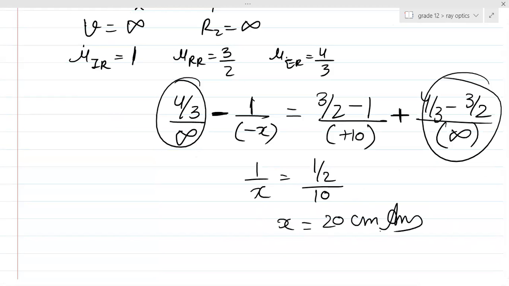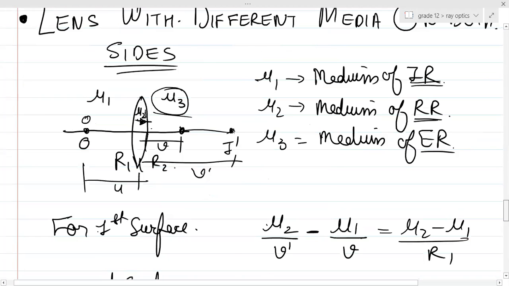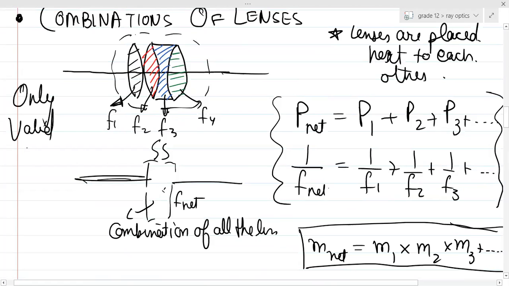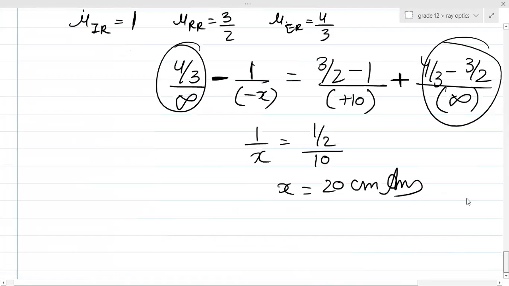Is it clear, guys? Yes, sir. Please remember, guys, the one formula which I gave you for combination of lenses, do you remember this? It's only valid for thin lenses. Why is it valid for thin lenses? Because of the assumption that lenses are placed next to each other, right? If they are thin, then only you can consider them as a common optical device. So anyways, is this question clear? Yes, sir.